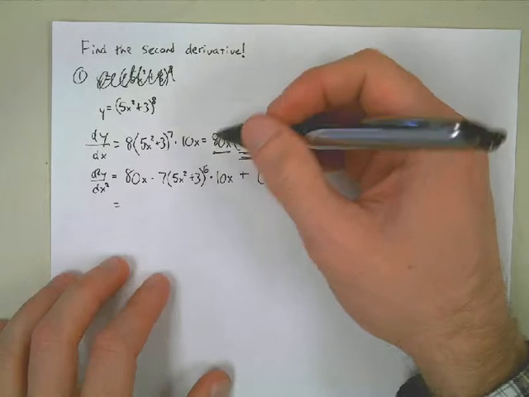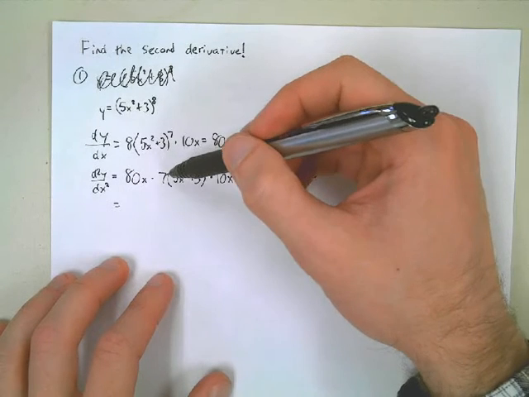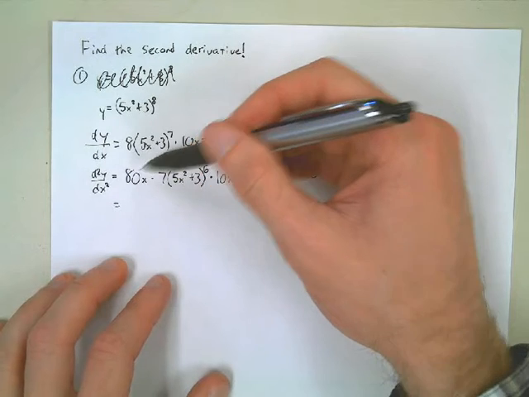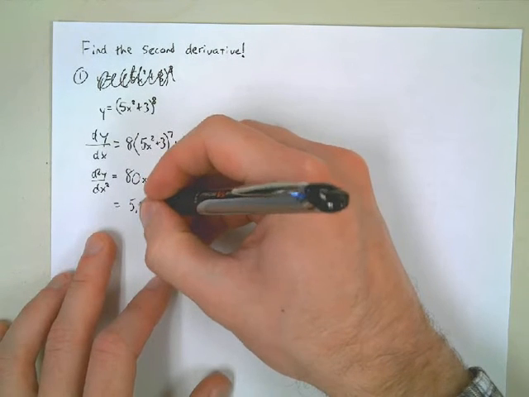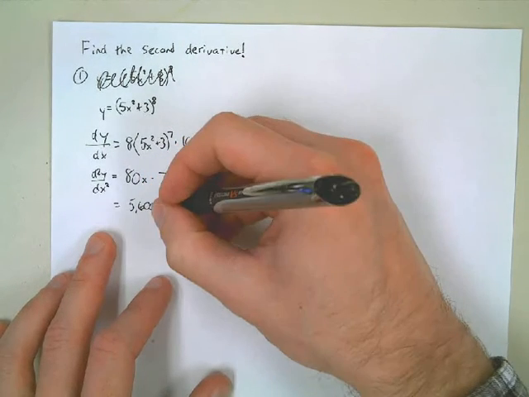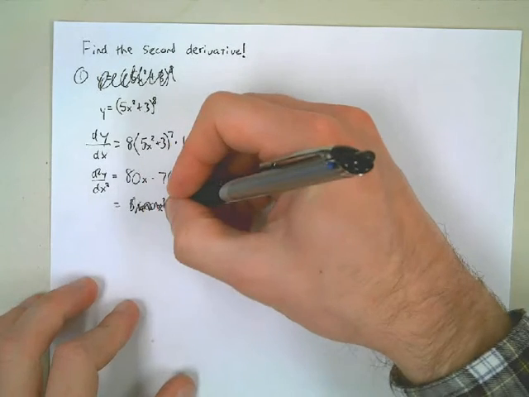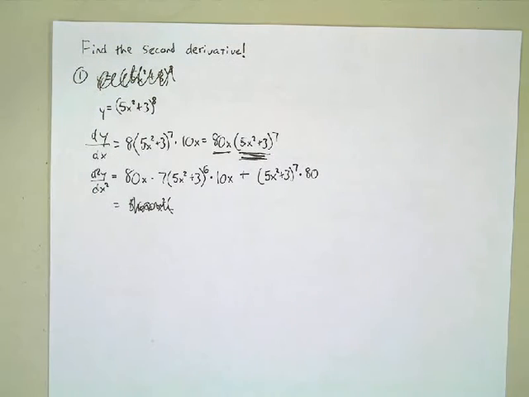7 times 80 is 560. 560 times 10 is 5,600 x squared. Oh, wait a minute. We have GCFs. A lot of them. Right? So let's factor out the GCFs here, okay?